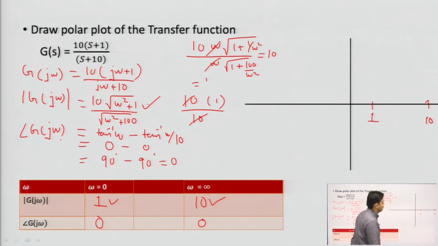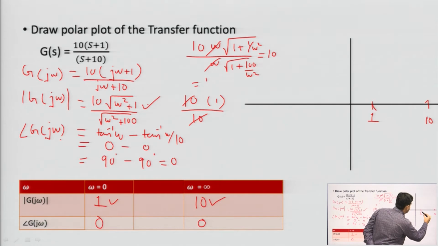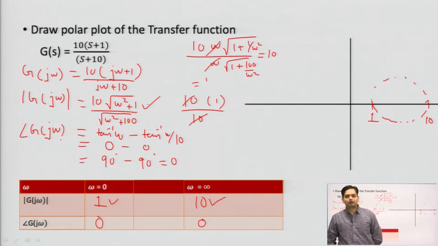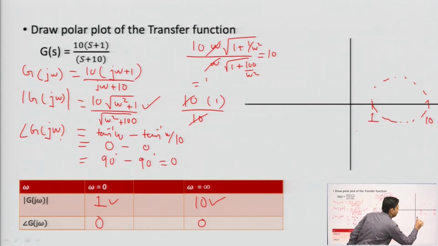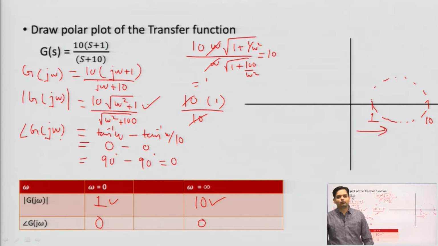Okay. So, now the question is how this plot will reach 10, whether it will go like this, whether it will go like this, okay. Because we do not know how we are going from 1 to 10, because our phase is 0, it means we have to follow this direction. Okay. So, whether we are going in downward direction or upward direction, we need to determine the mid value, or you can say you can put here omega equal to 1.